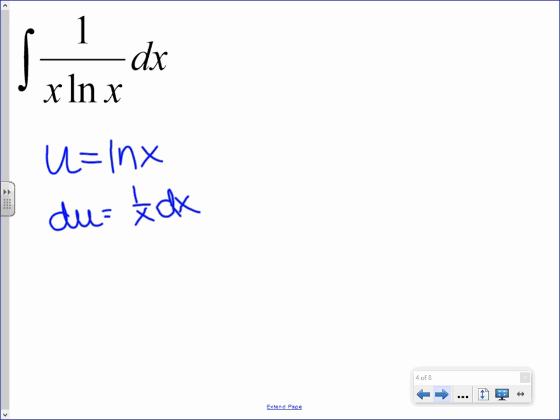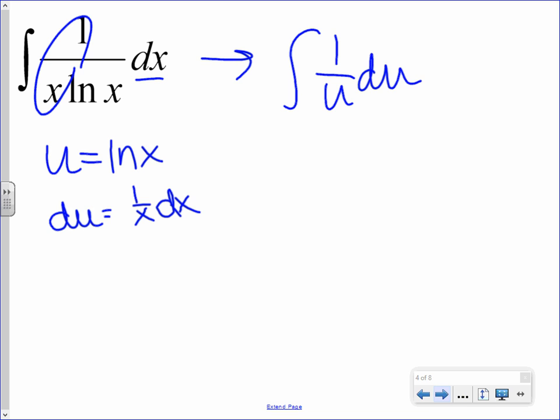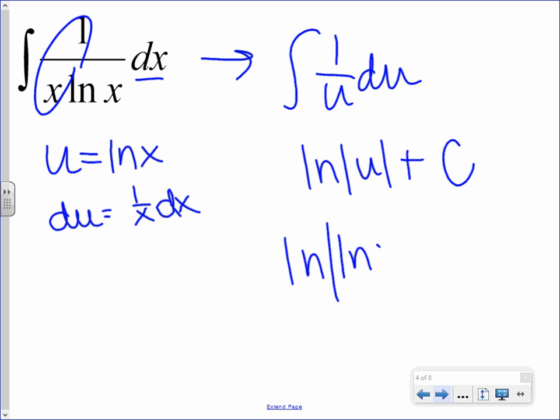So u is the natural log of x, it's in our denominator, right? The derivative is 1 over x dx. Well, we have that right here. We have 1 over x dx. So we can write this now as the integral of 1 over u du. Now this is a little bit awkward, right? The antiderivative would then be the natural log of the absolute value of u plus c. So our answer is the natural log of the natural log of x plus c.